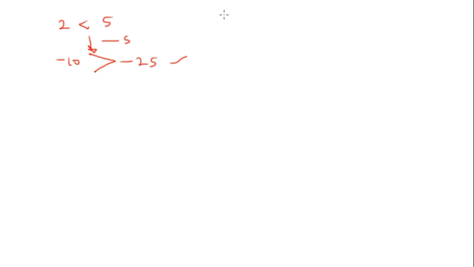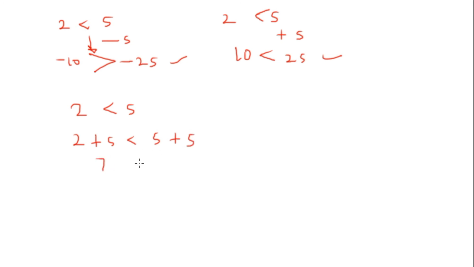The same thing if you have an inequality and you multiply by a fixed positive value, let's say plus 5, the inequality sign remains the same. So if you multiply through, that's 10 less than 25, which is true. The same thing if you add a fixed value to the inequality, let's say you add 5 to both sides, the inequality sign remains the same. So we have 7 less than 25, which is true.